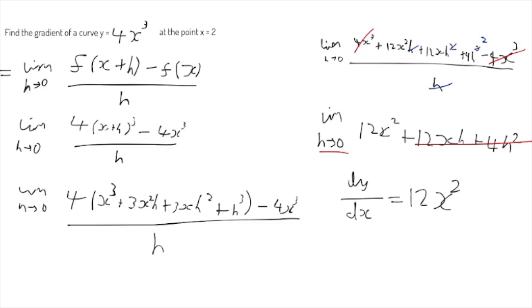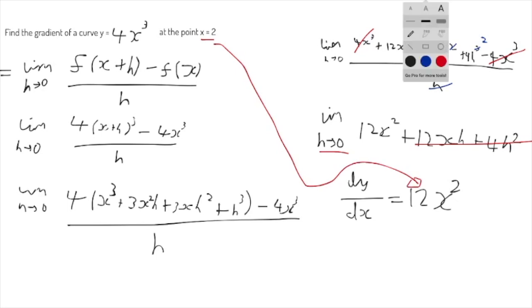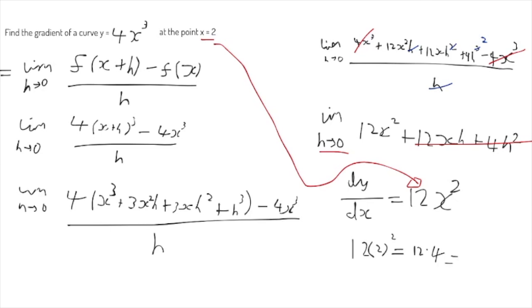And all that's left now for the question purposes, arbitrarily chosen, is just to substitute x equals 2 into this here. And we'll do exactly that. 12 times 2 squared equals 12 times 4, which equals 48. And that's all there is to it.